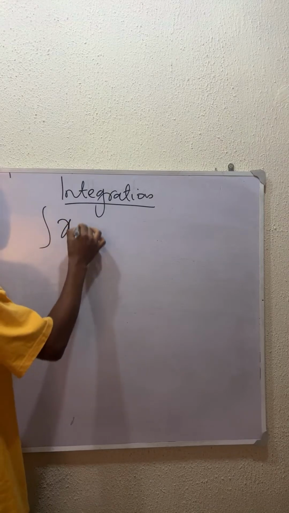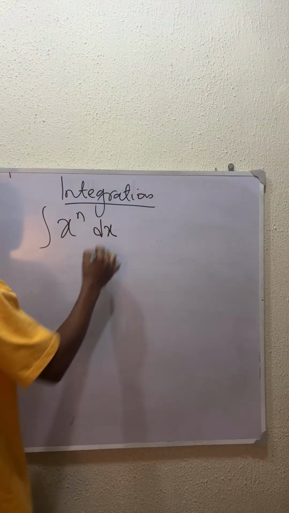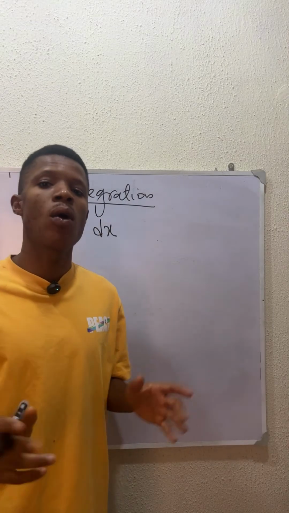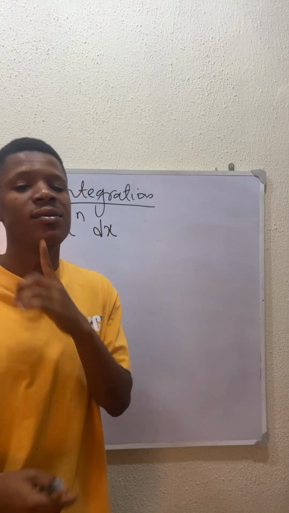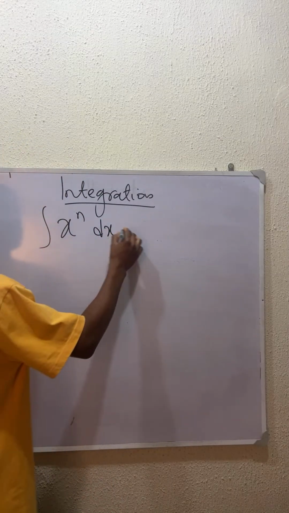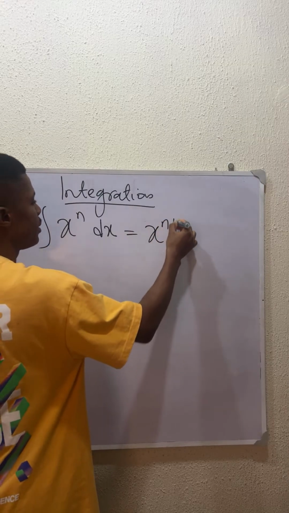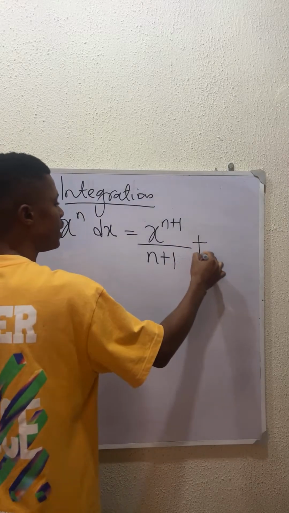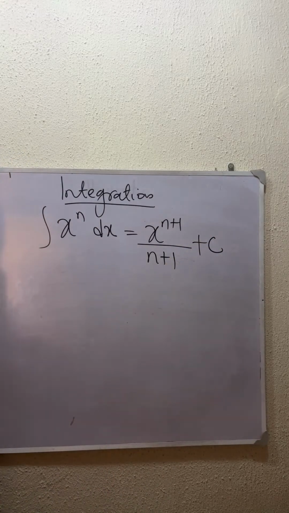If you are told to integrate like x to the power of n with respect to x, what does it mean? You are going to increase the power of the variable by 1 and divide by the new power, plus 1. Then don't forget the constant of integration. This is the easiest, approved method for you to integrate a function.